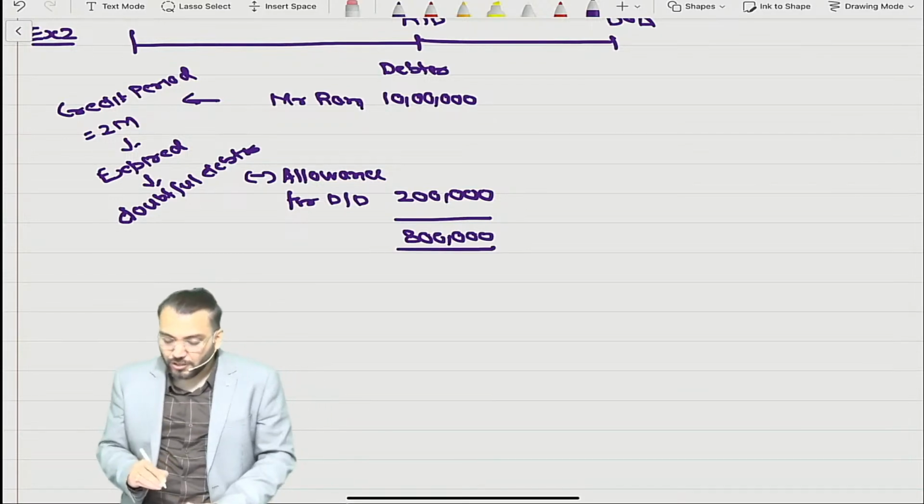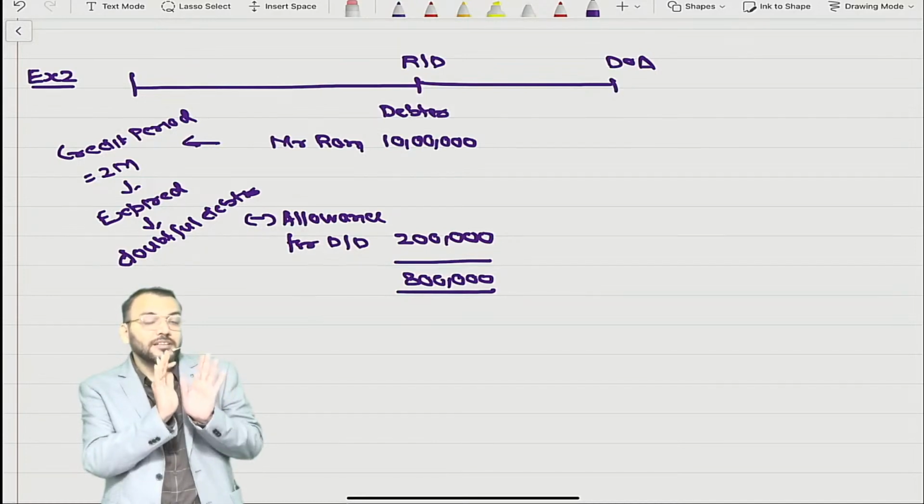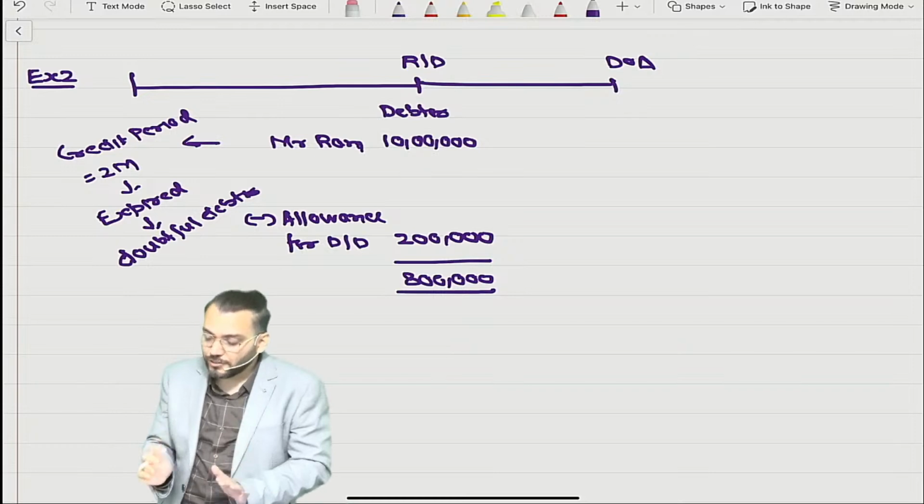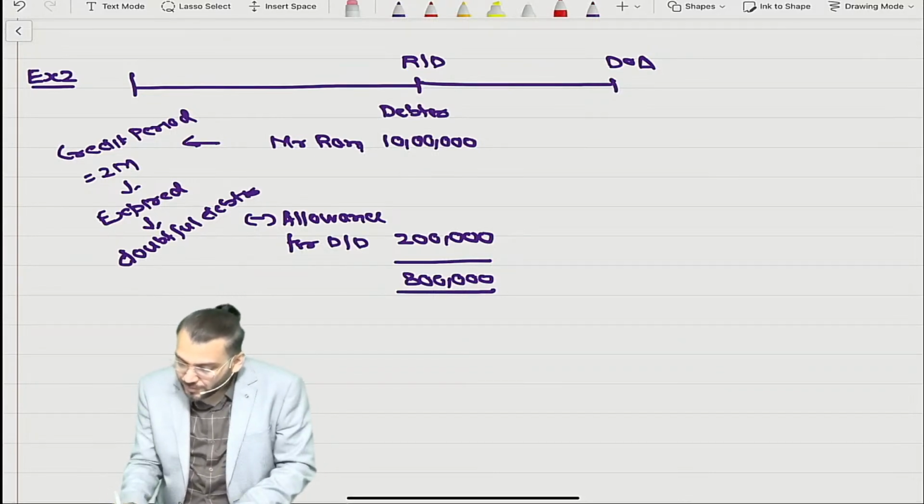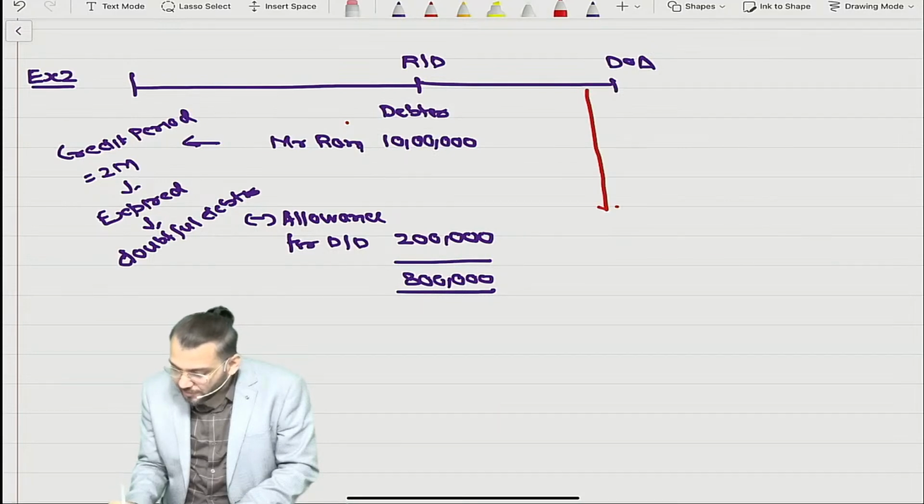8 lakh. Understood? Can you say, when I am saying on reporting, that this is on draft balance sheet, draft financial statement. Till now it is not approved. Till now it is not approved. Now what happened? After reporting date and before approval of financial statement, Mr.